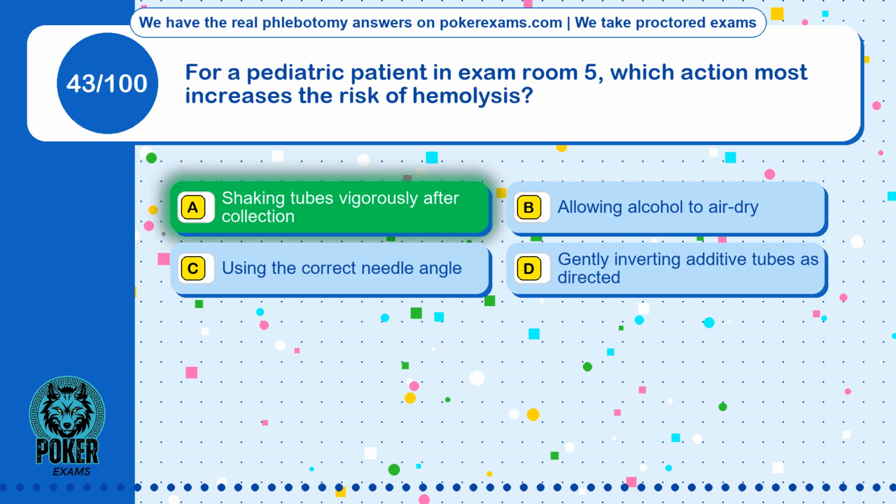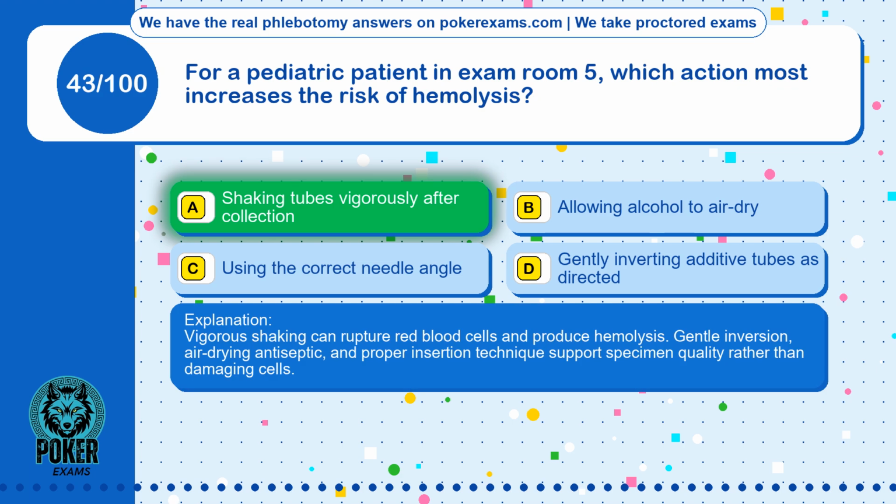The correct answer is option A. Shaking tubes vigorously after collection. Vigorous shaking can rupture red blood cells and produce hemolysis. Gentle inversion, air drying antiseptic, and proper insertion technique support specimen quality rather than damaging cells.